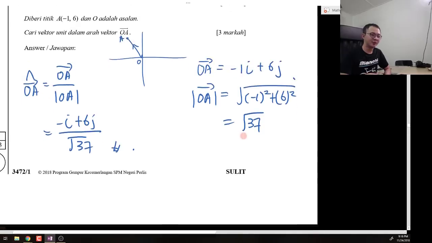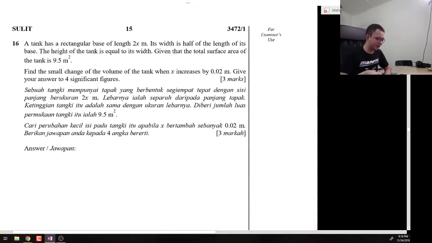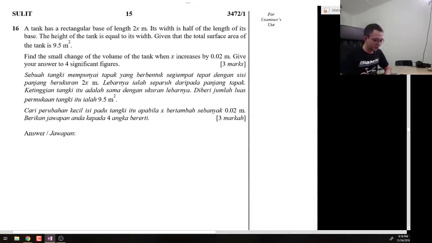Alright, so let's move on. Unit vector is very easy. Yeah, this question might be a little bit hard if you do not know how to solve.